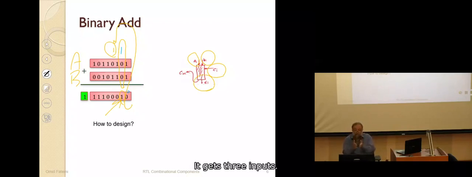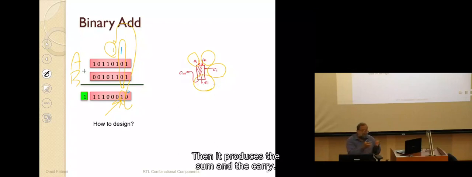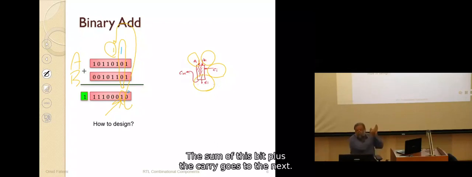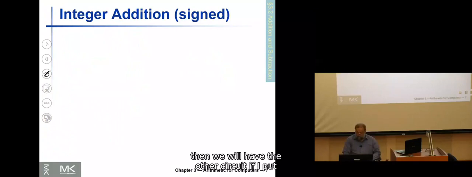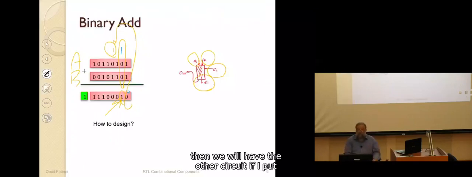It gets three inputs: a carry from the previous stage plus 2 bits from two values, two numbers. Then it produces the sum and the carry. The sum of this bit plus the carry goes to the next bit. Okay? This is the full adder. So if we repeat this, then we will have the adder circuit.